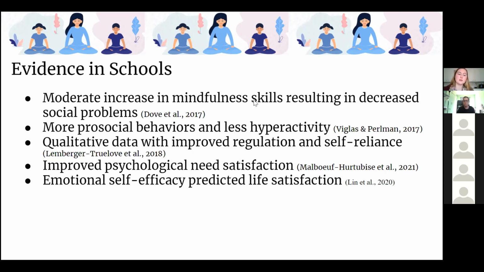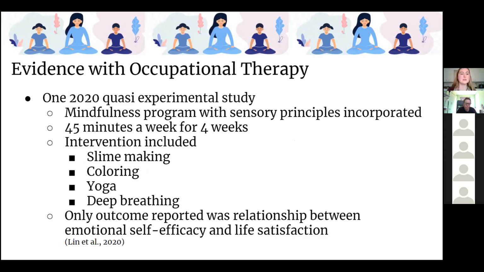And finally, a study found that emotional self-efficacy predicted children having better life satisfaction, but they actually didn't report results. And that's this study. So there was one study where it was an occupational therapy intervention done by OTs, 45 minutes a week for 4 weeks, and they included sensory principles along with mindfulness, which is interesting when you consider the two combinations and what those could provide.